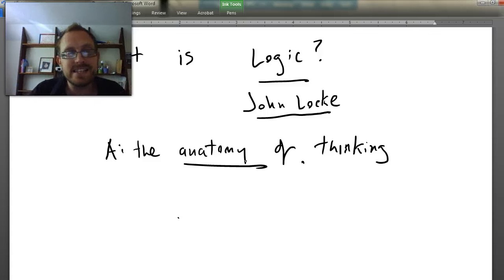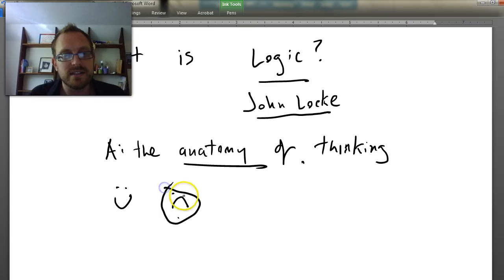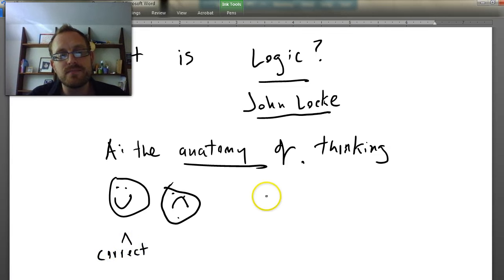Even though we can't see them, there are certain organs in our minds that allow us to think in certain ways, and to think correctly. And this is an important distinction. There is a difference between correct reasoning and incorrect reasoning. Correct reasoning versus incorrect reasoning. What exactly counts as correct reasoning?